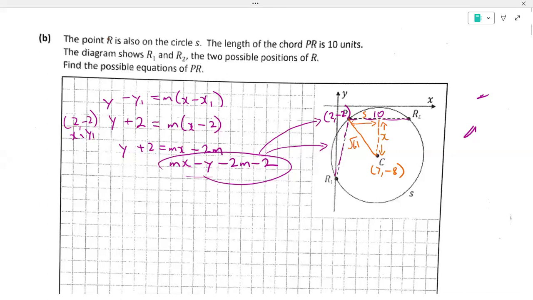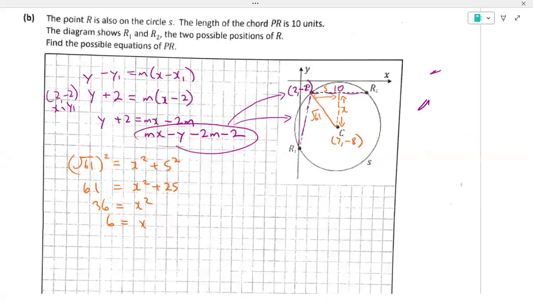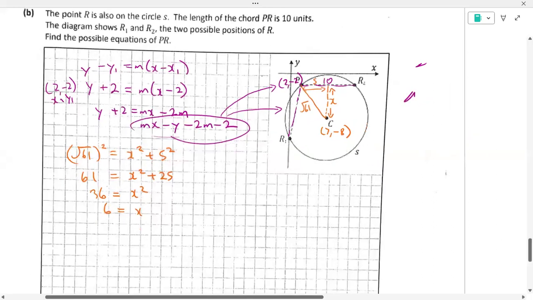So we're going to do Pythagoras. Again, please write down all your formulas. I'm just speeding it up a little bit. So I'm doing Pythagoras here to find out the length of x. So what's that? That's going to be 61 minus 25. And that gives me 36. So x is 6.